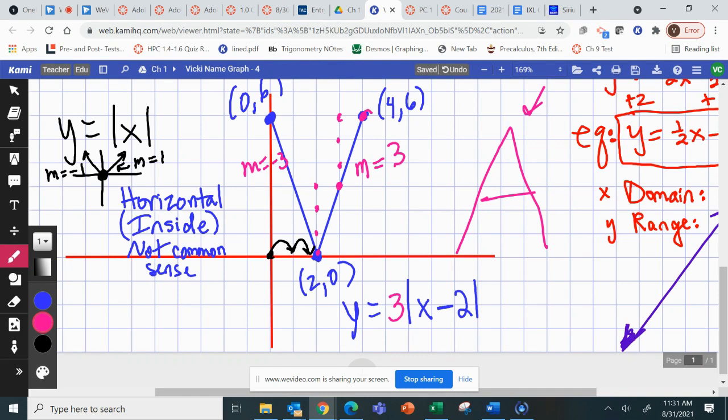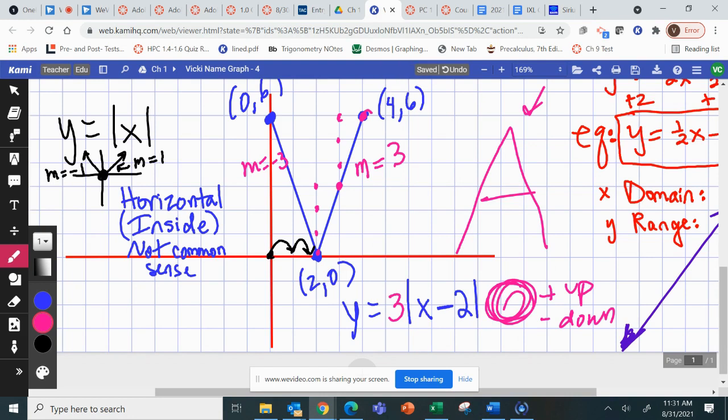So if you moved your absolute value, if you move the entire V up, then you'd have to do something on the outside. Like if you went up or down, plus for up, minus for down. You put that on the outside because that's vertical.